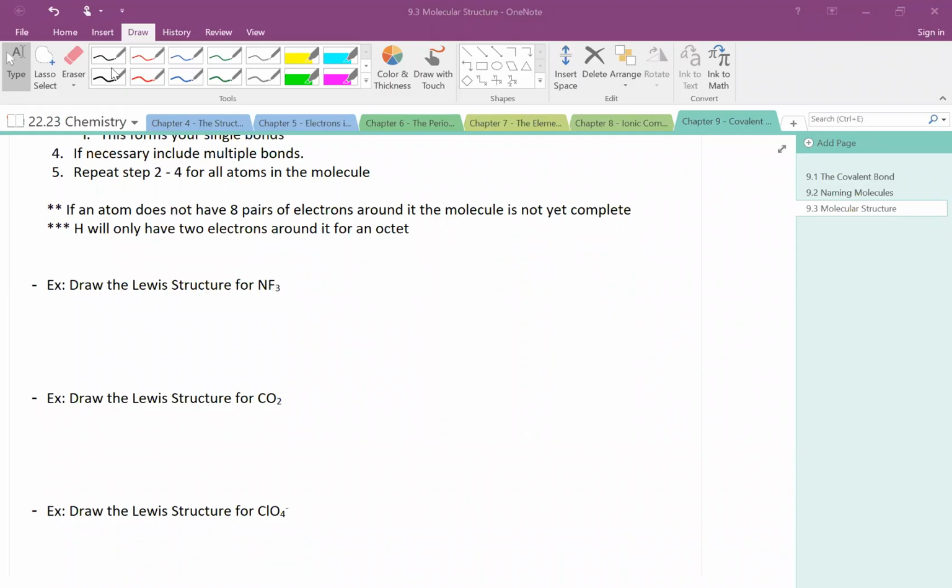So let me show you guys what this would look like for something like NF3, nitrogen trifluoride. Hopefully we could name that based on our previous unit. So I'm going to start by drawing my least common element. In this case, that is nitrogen. I'm going to put it right in the middle. So N, check your periodic table. Nitrogen has 5 valence electrons. And then I see that I have 3 fluorines.